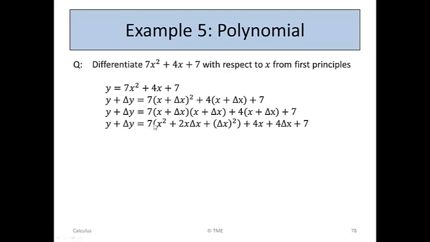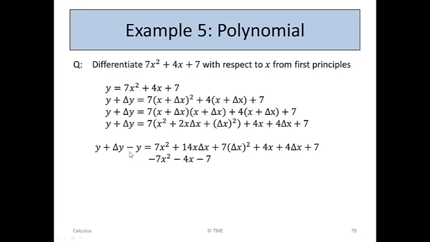So y plus delta y, if we multiply those two terms together, we get x by x is x squared, x by delta x is x delta x, x by delta x is x delta x. They add to give us 2x delta x, and delta x by delta x gives us delta x squared. So 7 into that, plus 4 into x plus delta x is 4x plus 4 delta x, plus 7.